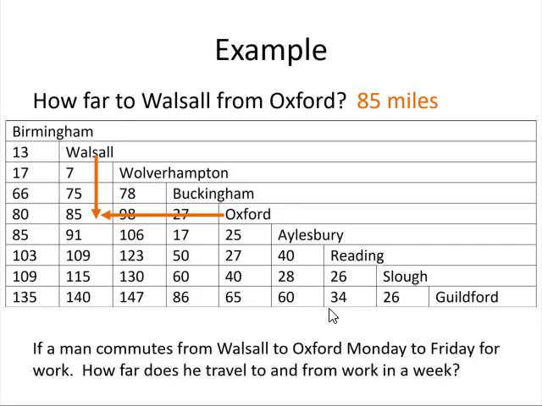Often these questions require some calculation. If a man commutes from Walsall to Oxford Monday to Friday for work, how far does he travel to and from work in a week? Well, he's going there and back, so he's going twice a day, that distance. For 5 days, so that's 10 trips in total, so 10 lots of 85. He travels 850 miles in a week.